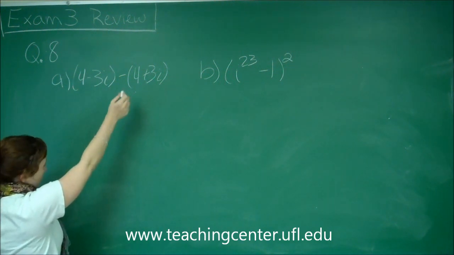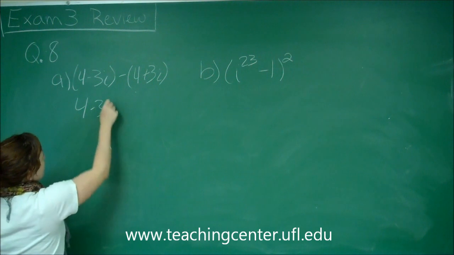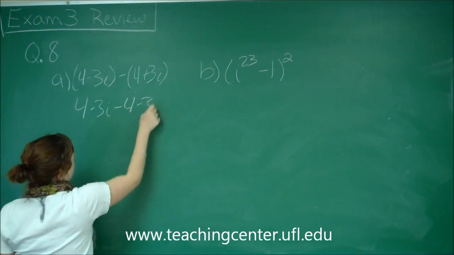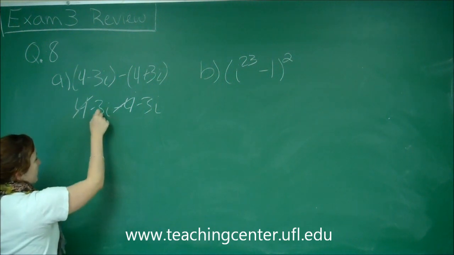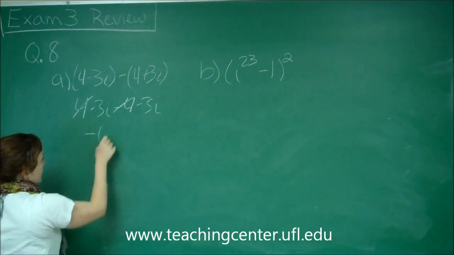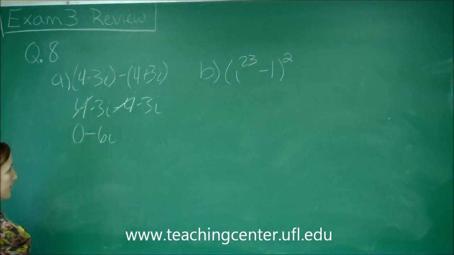So what we can do is just drop the parentheses and distribute the negatives. You get 4 minus 3i minus 4 minus 3i, and we combine like terms. We have 4 and negative 4, and we have negative 3i minus 3i gives us negative 6i. So to write in standard form, you can just put the 0 in front of that.